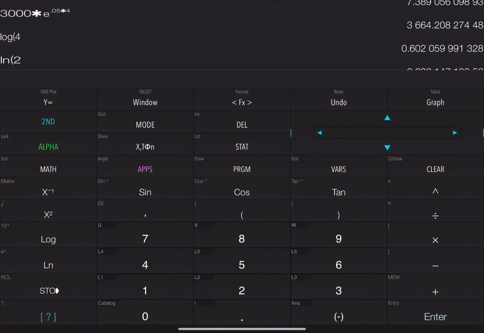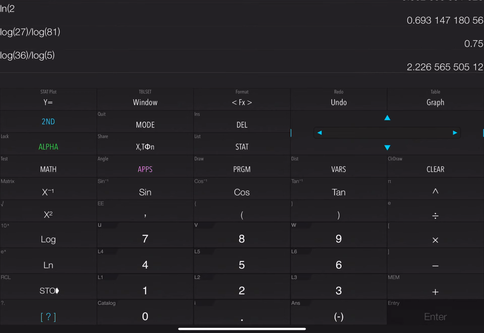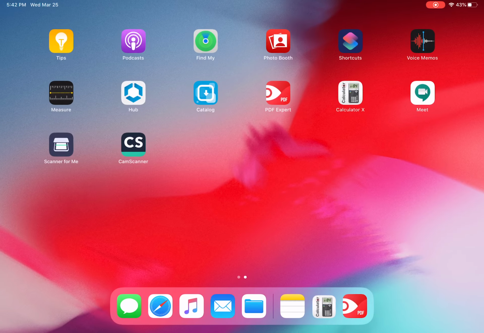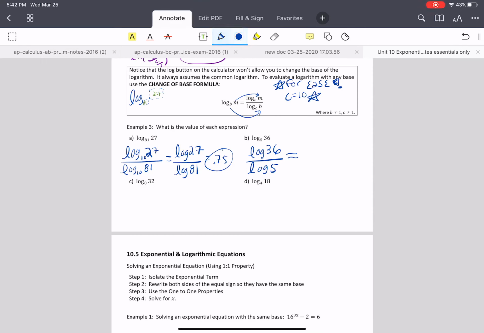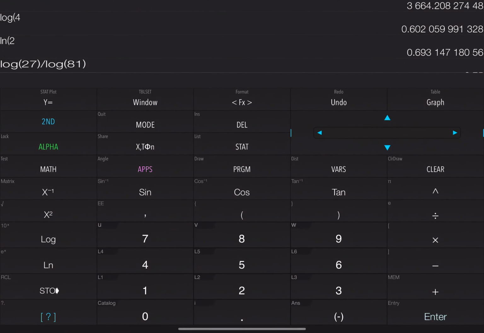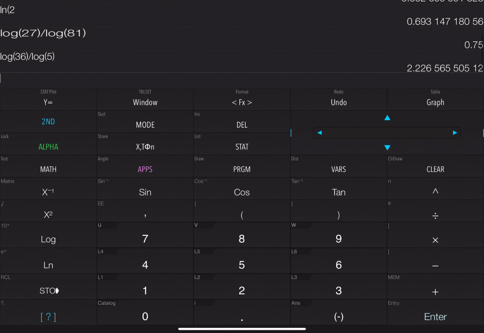So then I would do log of 36. Whoopsies. Clear. Okay, log of 36, close my parenthesis, divided by log of 5, and I got 2.227 or 2.23, however you choose. Hundredths or thousandths place is fine. So me saying that made me forget. 2.23.